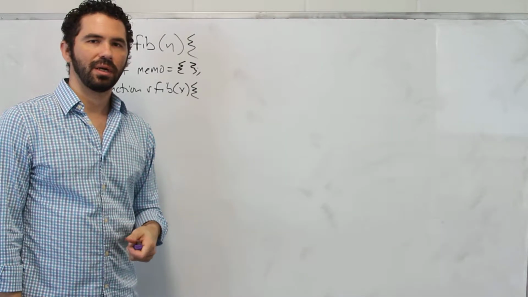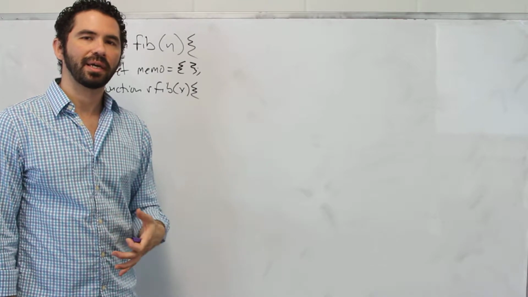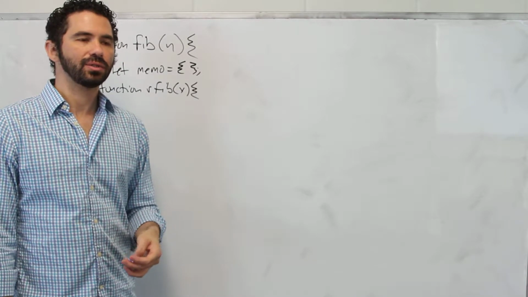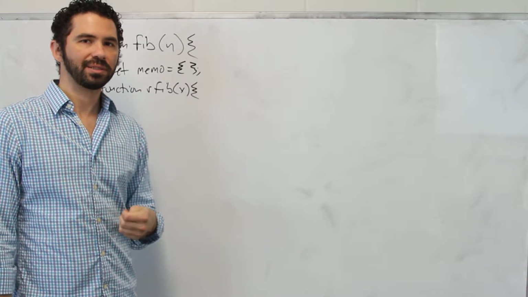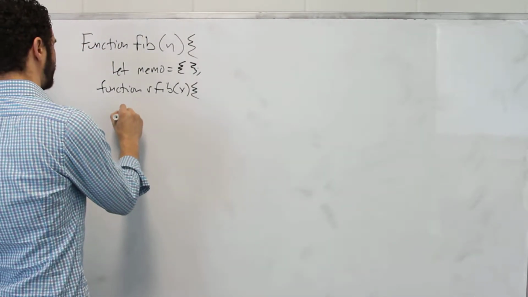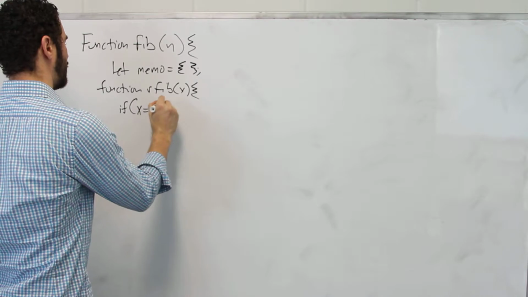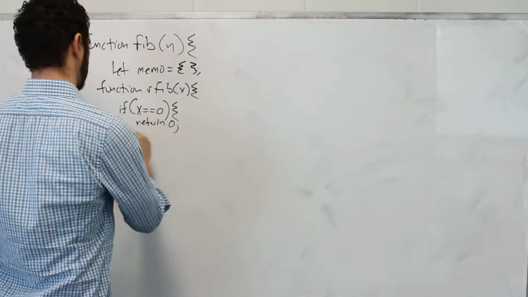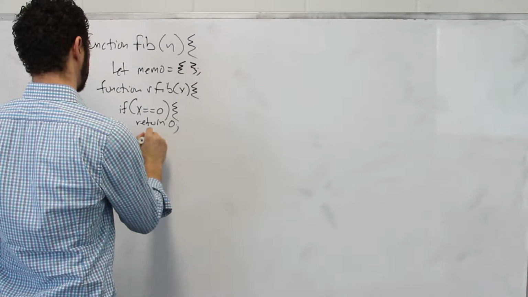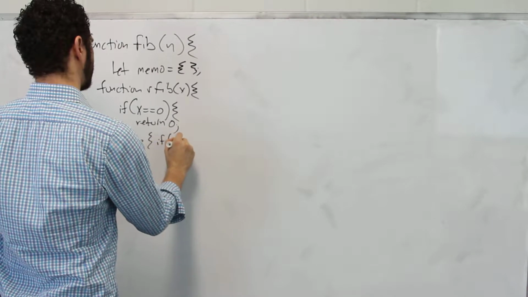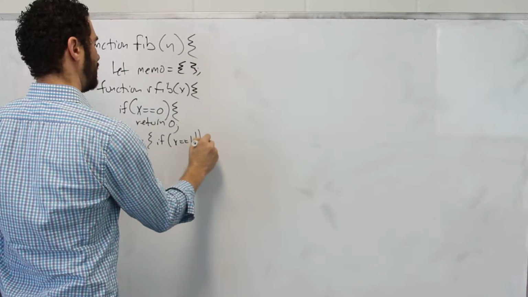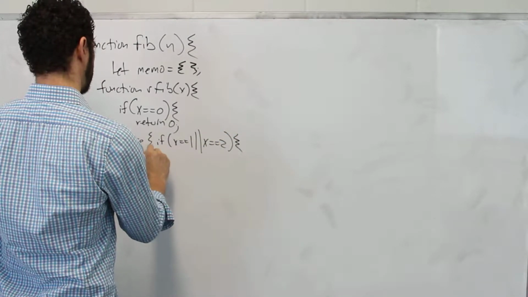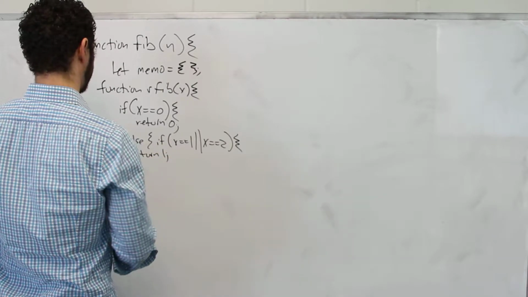The next thing is, with recursion, you always need a base case. The base case is your most definitive, bottom answer that you need. For recursive Fibonacci, we actually need a couple of base cases. So we're going to say if x is equal to 0, we're going to return 0, close out of this, else if x is equal to 1 or x is equal to 2, we're going to return 1, close out of this.